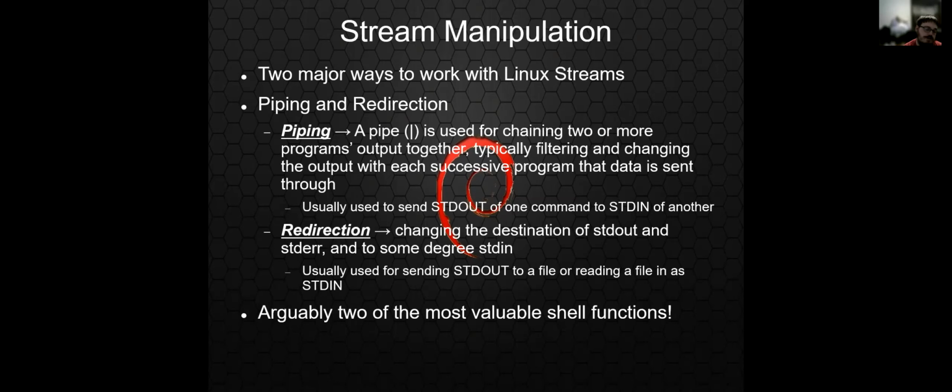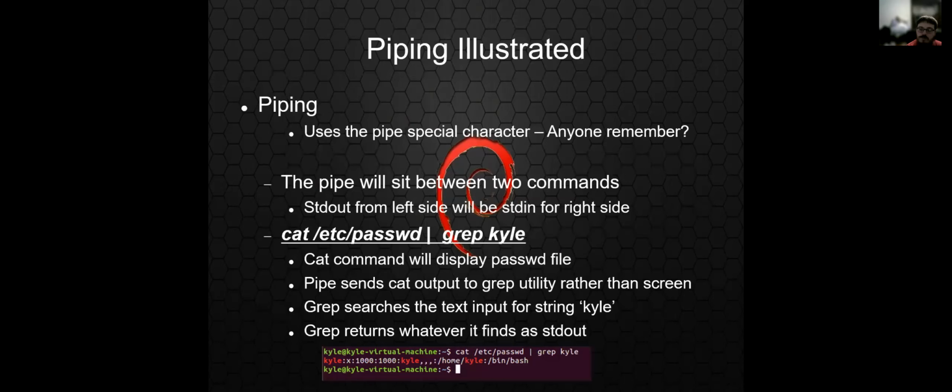Now we also have redirection. And redirection basically changes the destination of standard output and standard error, and in some degrees standard input. With standard input, typically it's just used to read a file into a command. But with standard output and standard error, typically it's used to change the destination of where that particular data stream goes. So I can redirect standard output or standard error to different files. And these are probably two of the most valuable shell functions you want to understand in the Linux world.